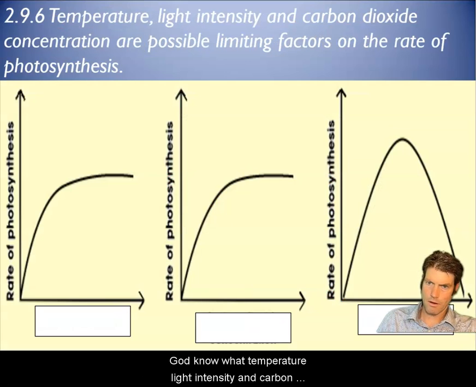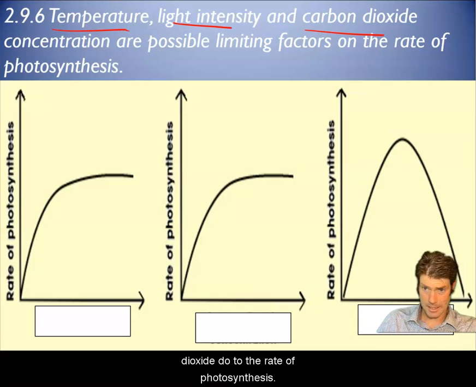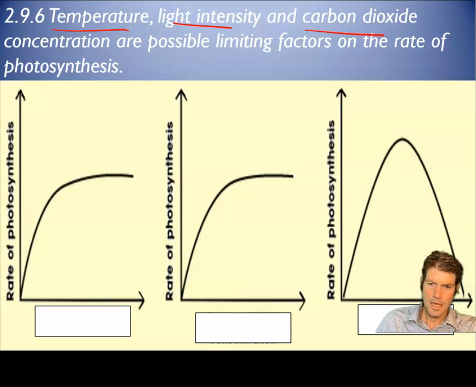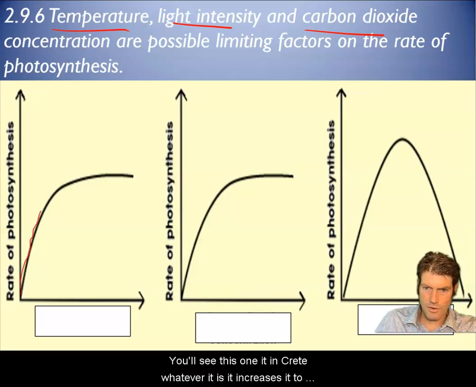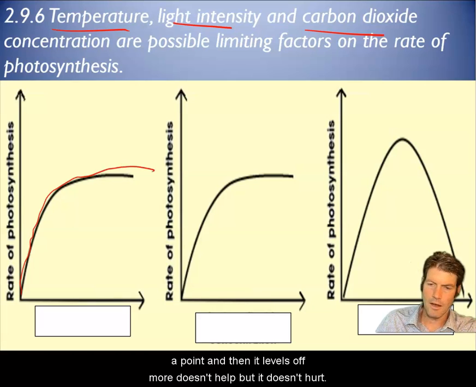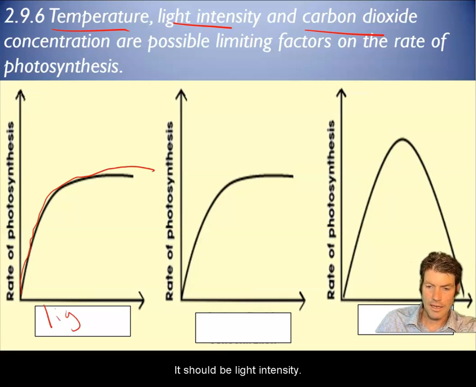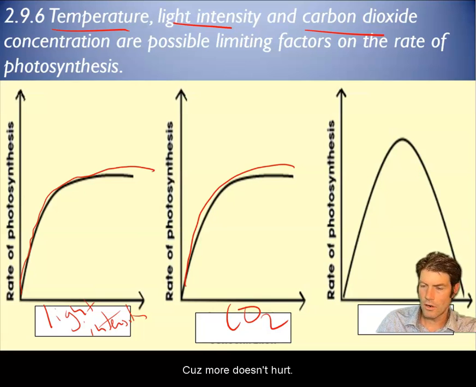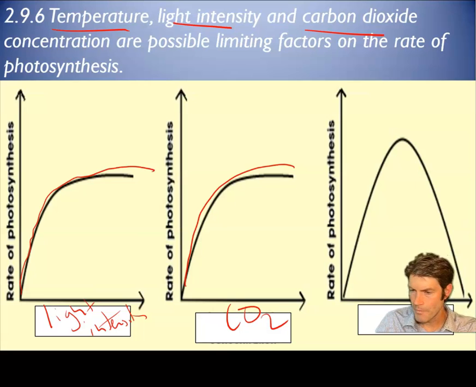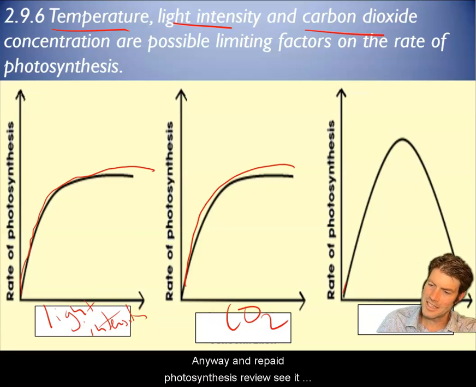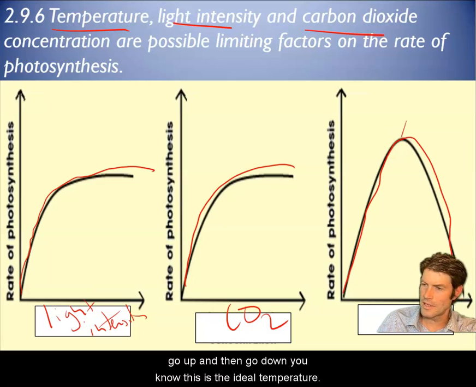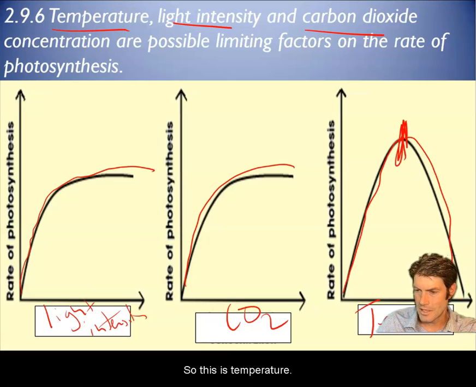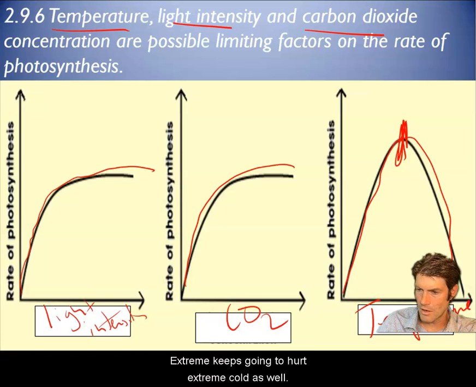So, you've got to know what temperature, light intensity, and carbon dioxide do to the rate of photosynthesis. You'll see this one, whatever it is, increases the rate to a point and then it levels off. More doesn't help, but it doesn't hurt it. This would be light intensity. Similar to that, going up and leveling off, is CO2 concentration, because more doesn't hurt, doesn't help. And for rate of photosynthesis, if you see it go up and then go down, you know this is the ideal temperature. So this is temperature. Extreme heat is going to hurt it, extreme cold as well.